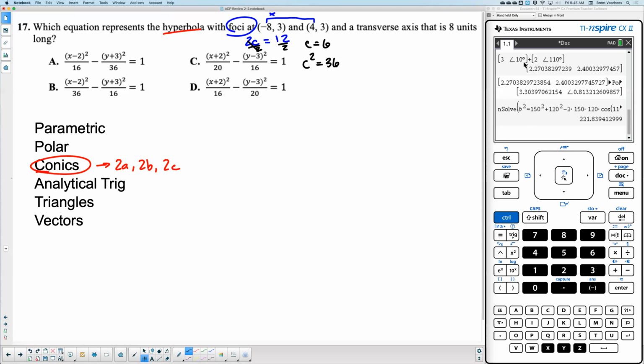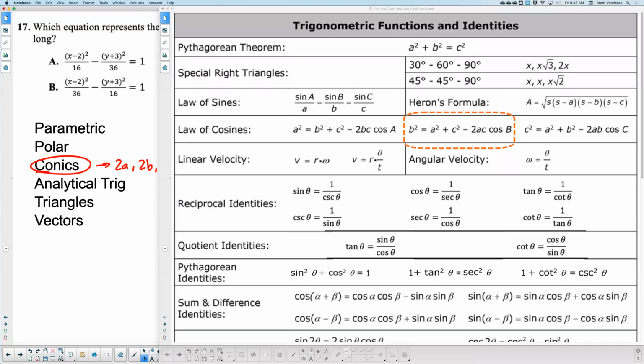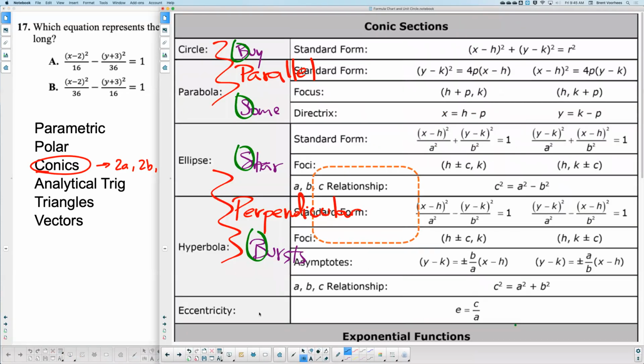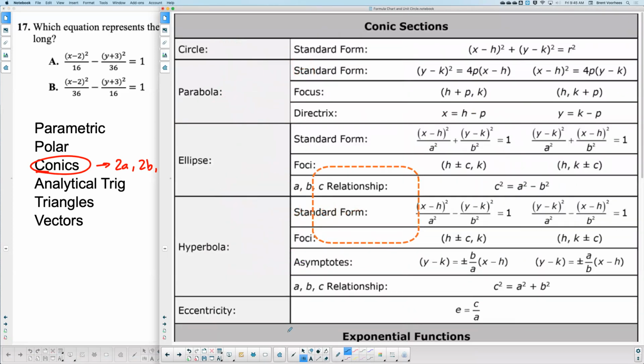Now, go to the formula chart with me, please. And on conic sections, what shape is this? We are looking at a hyperbola. We'll be able to figure out which equations are used in a second, but I just want to start with the obvious. Look at both formulas that you have for hyperbola. Do either standard form equations include a C squared?